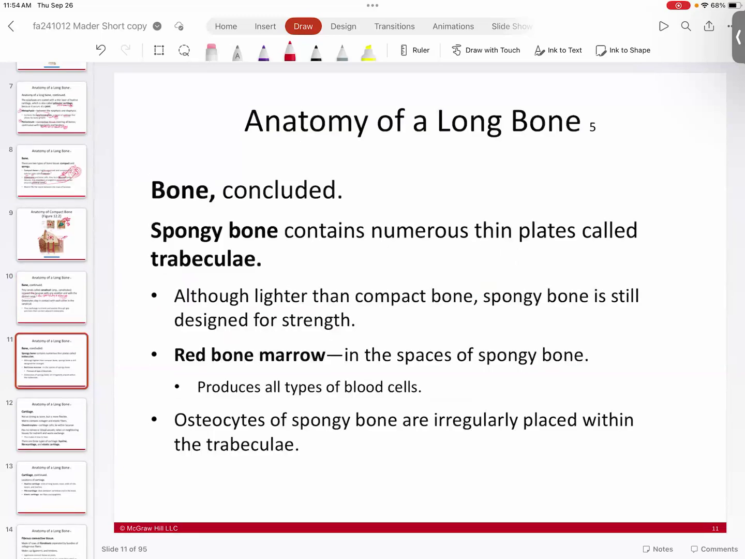Spongy bone is a little bit different. Spongy bone looks like a sponge, right? What they have is little ribs of bone called trabecula.